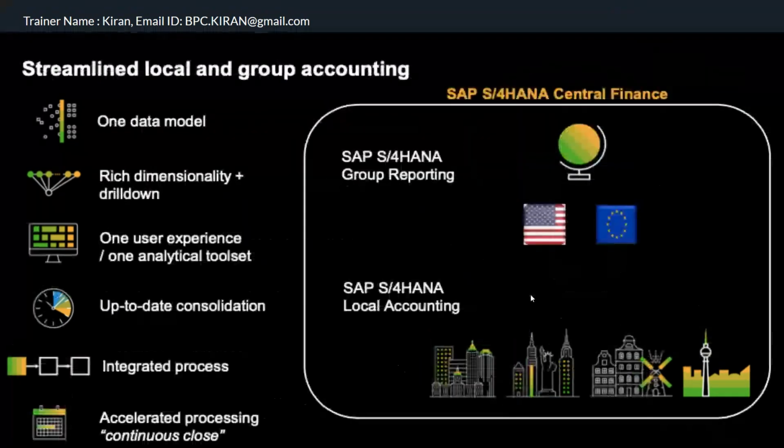Now SAP understood these pain points, and they streamlined local and group reporting using SAP S/4HANA group reporting. Local accounting and group reporting are both in one system. One user interface, Fiori only, we are going to use. All consolidation tasks we perform in Fiori. All the FI postings you can perform in Fiori.